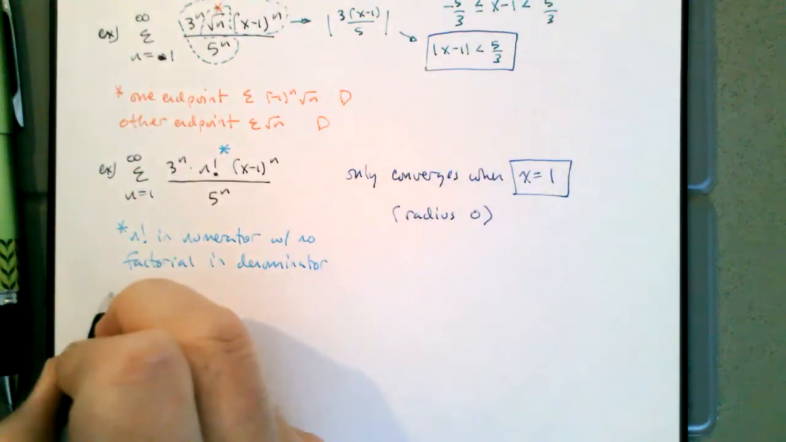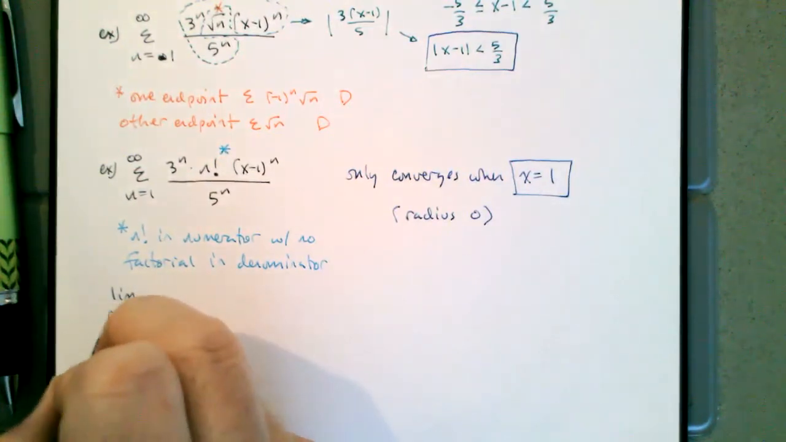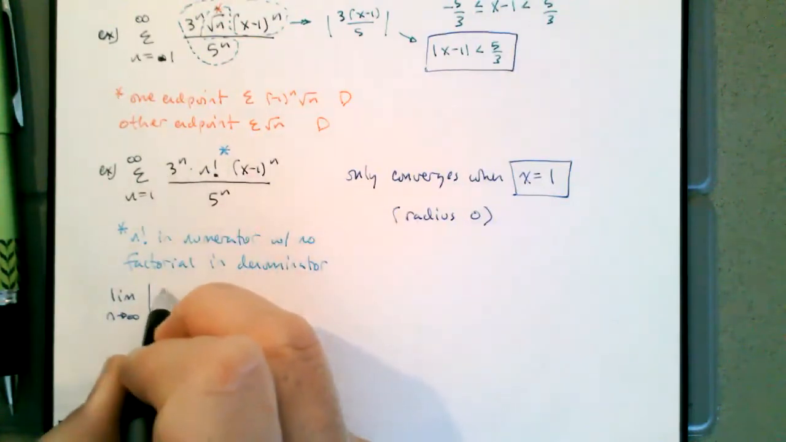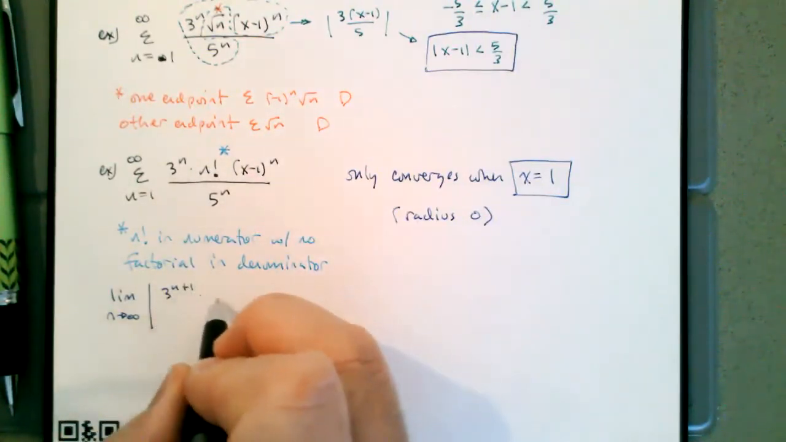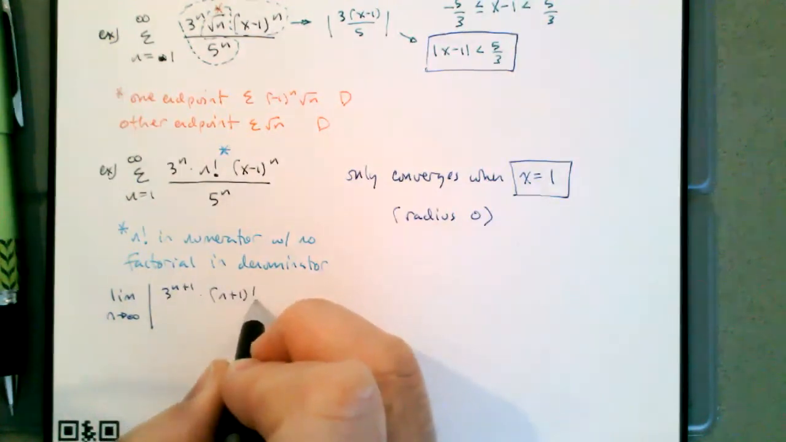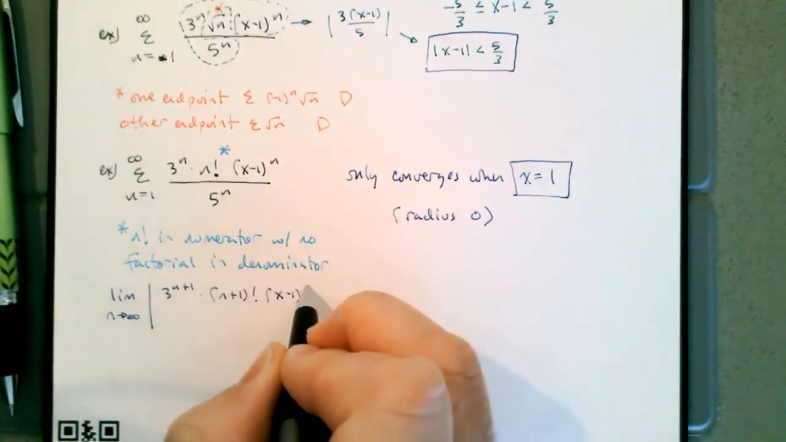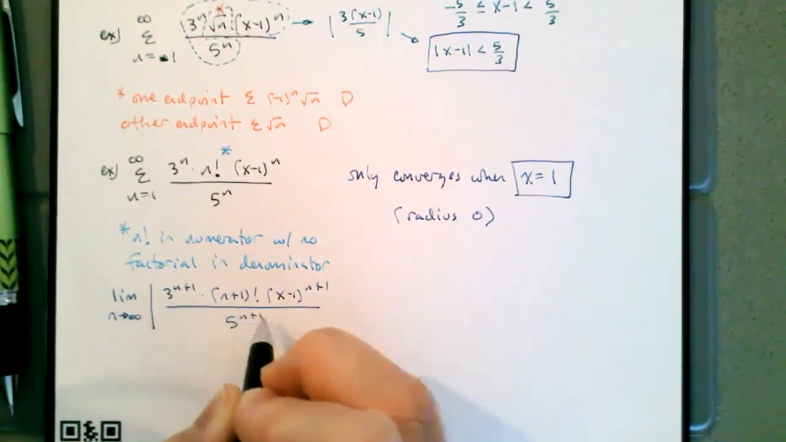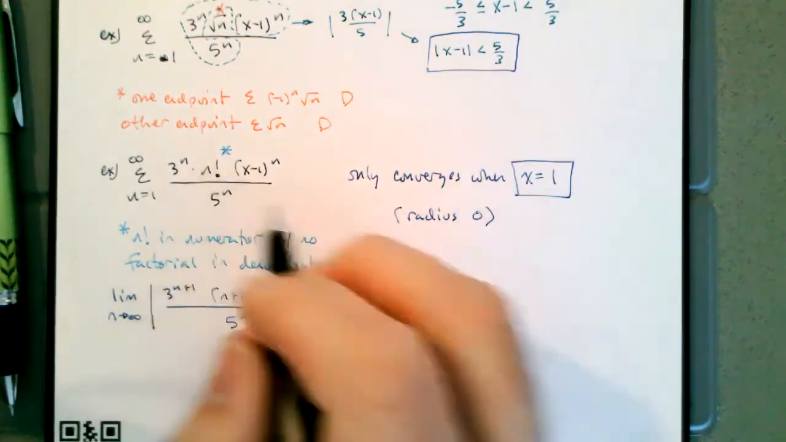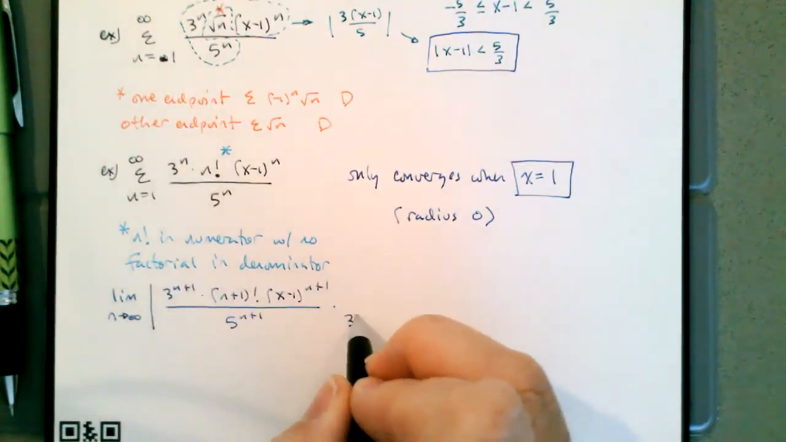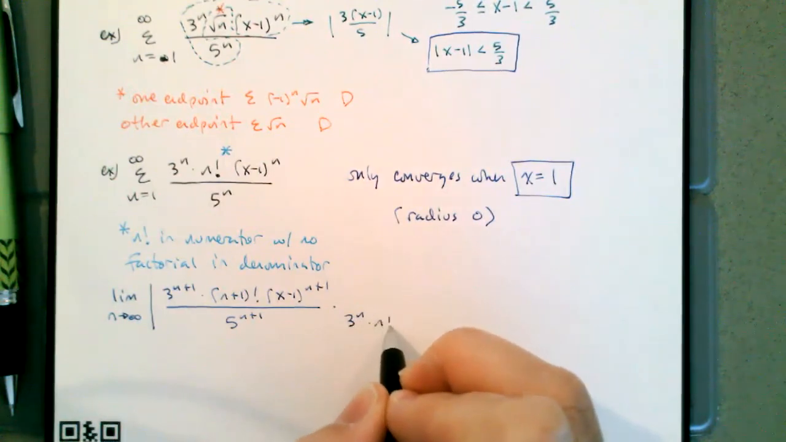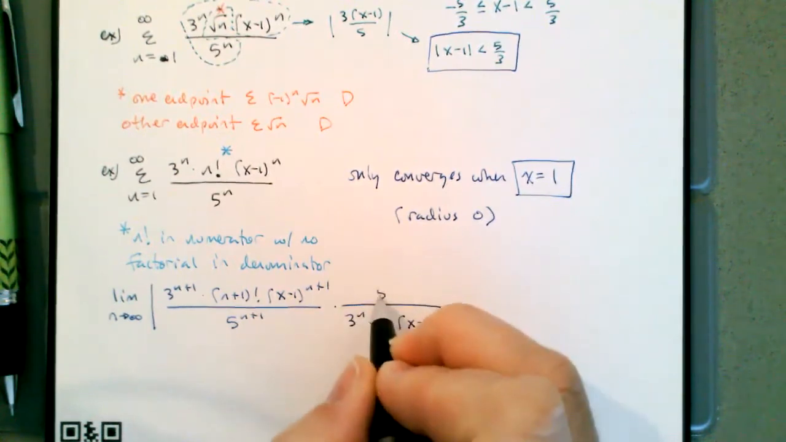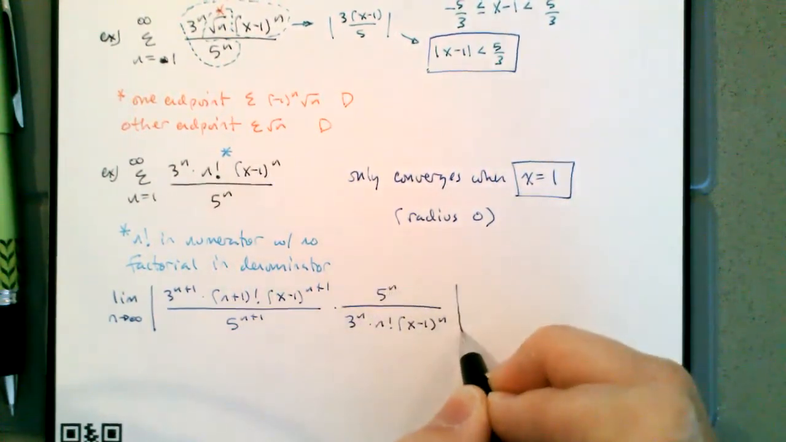So we'll take the limit as n goes to infinity of the absolute value of this term plus 1. So 3 to the n plus 1 times n plus 1 factorial times x minus 1 to the n plus 1 over 5 to the n plus 1, divided by this term, 3 to the n times n factorial times x minus 1 to the n, under 5 to the n.